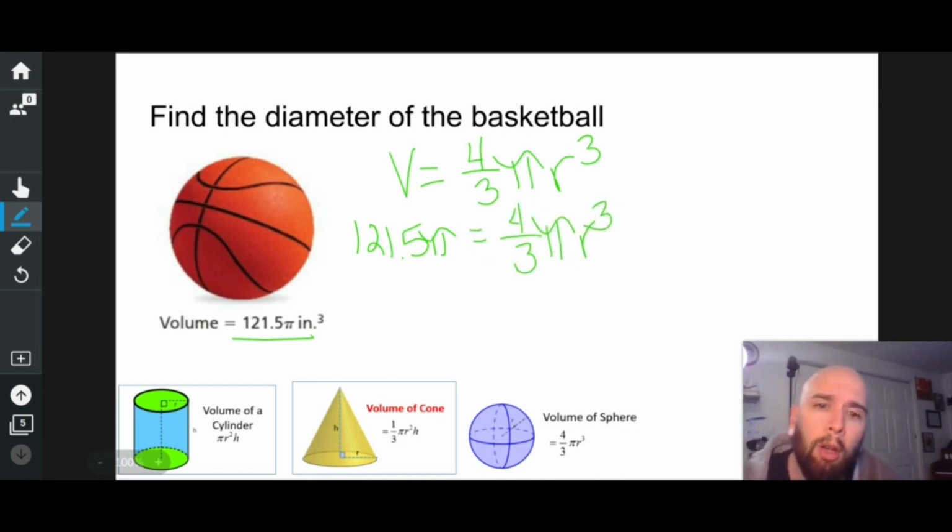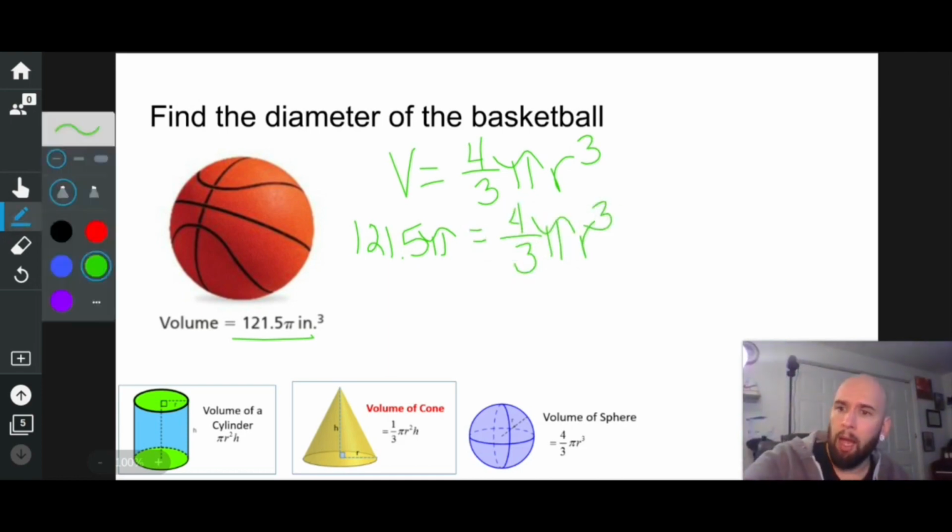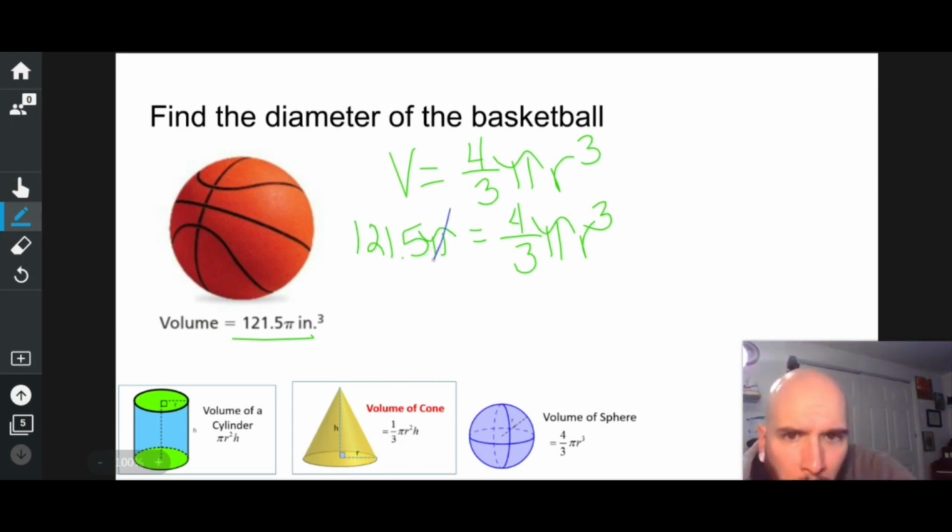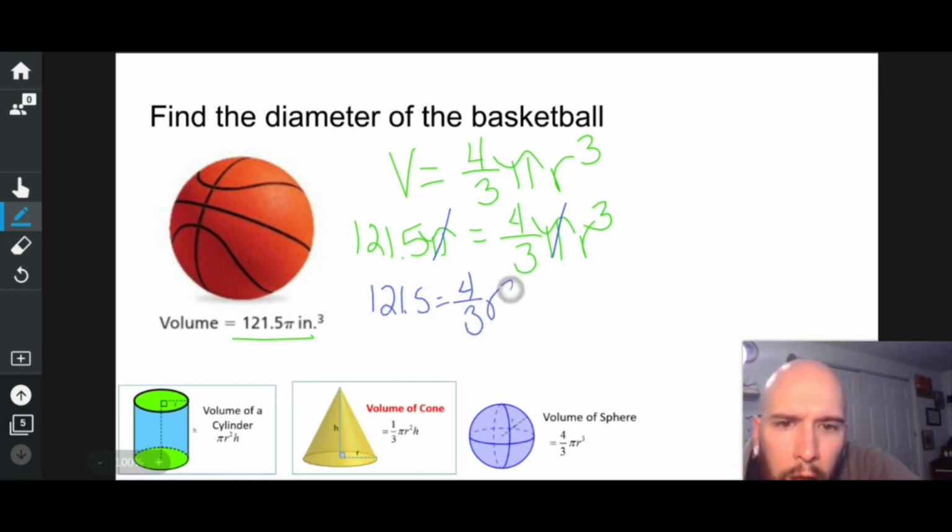Remember the first problem that we did? If I'm doing nothing but multiplying on either side, which is what I'm doing, I have 121.5 times pi on the one side, and I have 4/3 times pi times r cubed on the other side. All I'm doing is multiplying. If you have a pi on the left and a pi on the right, they cross out. So what I actually have is 121.5 equals 4/3 r cubed.